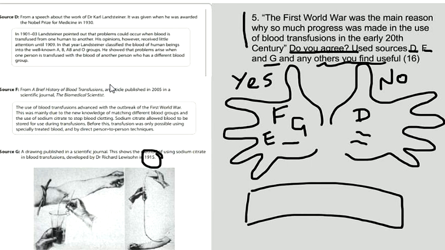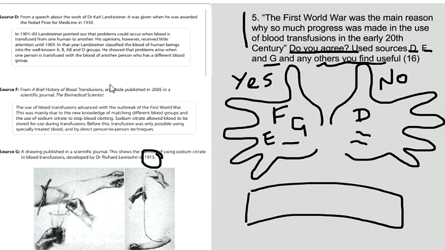So when we come to write our answer, it should look something like this. On one hand, it was the First World War that was the main reason why so much progress was made in use of blood transfusions. During the First World War, there was a lot of bloodshed, a lot of operations had to happen, as we can see in source E when he describes all the blood being lost. And so this meant a lot of blood needed to be transported to the front line, which was made possible by the development of sodium citrate, as shown in source F. Sodium citrate was developed by Dr. Richard Lewisohn during the First World War in 1915.